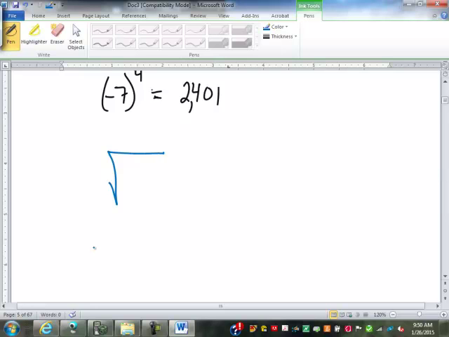This symbol again, square roots. So the square root of 25. What that's asking is what number squared equals 25? And of course that would be 5, right?